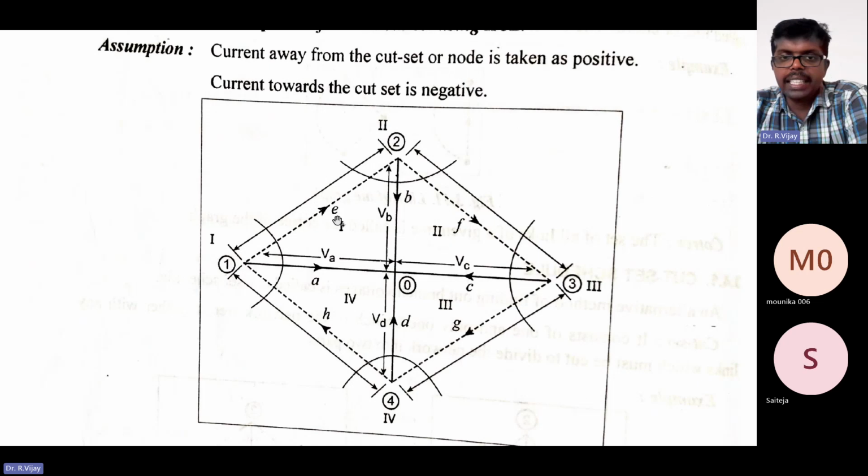So here we are giving E. Here we are giving F. Again, here we are giving G. Here we are giving H. So this is the thing. So this is loop number 1, 2, 3, and 4. So loop number 1, loop number 2, loop number 3, and loop number 4.